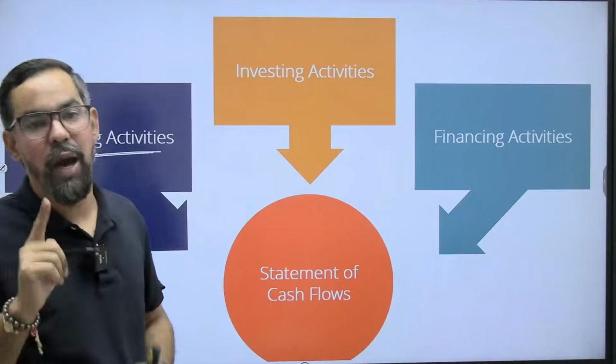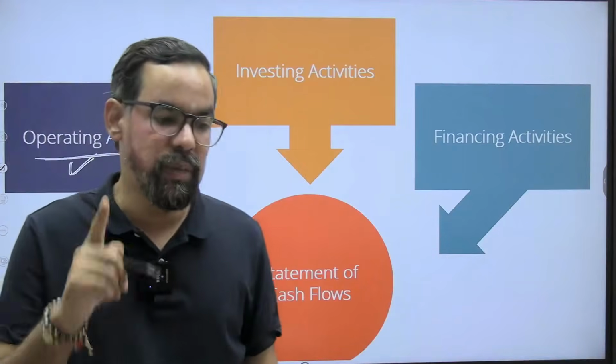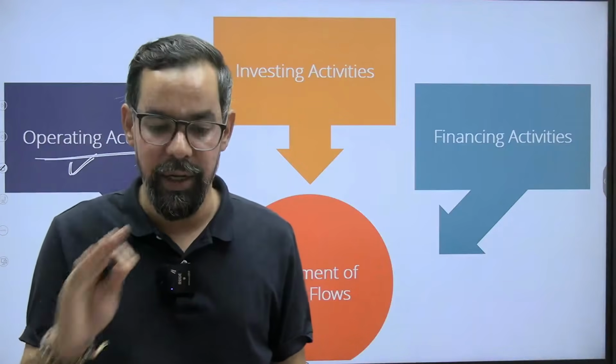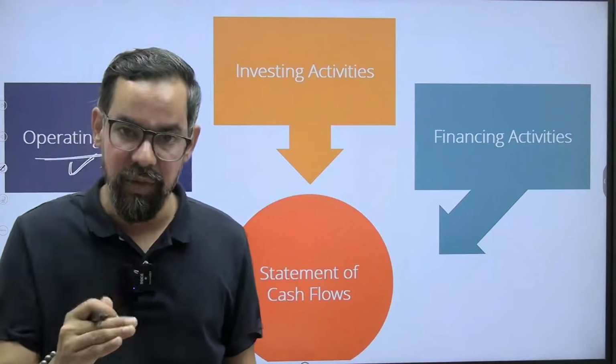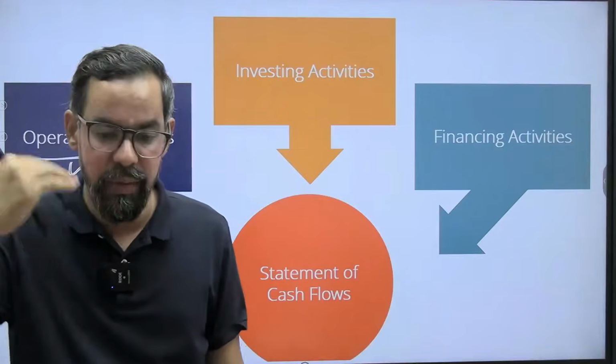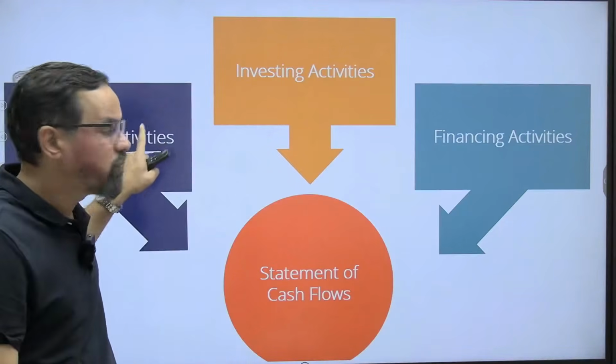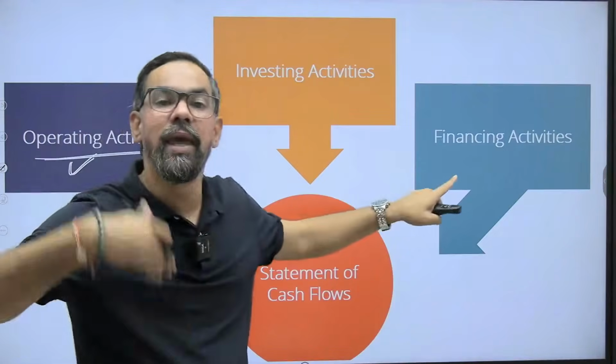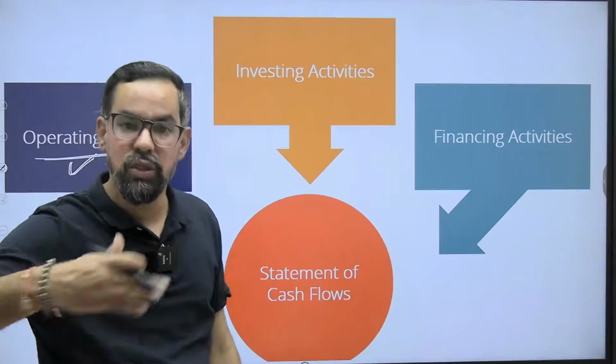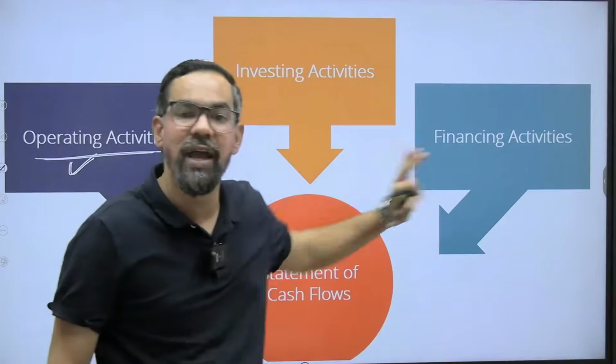Now, one thing you have to remember from this one, because people get confused about that many times. If you are receiving dividends, okay? If dividend is coming in, that will be part of operating activity. If your company is paying dividends, if the money is going out, that will be part of financing activities.